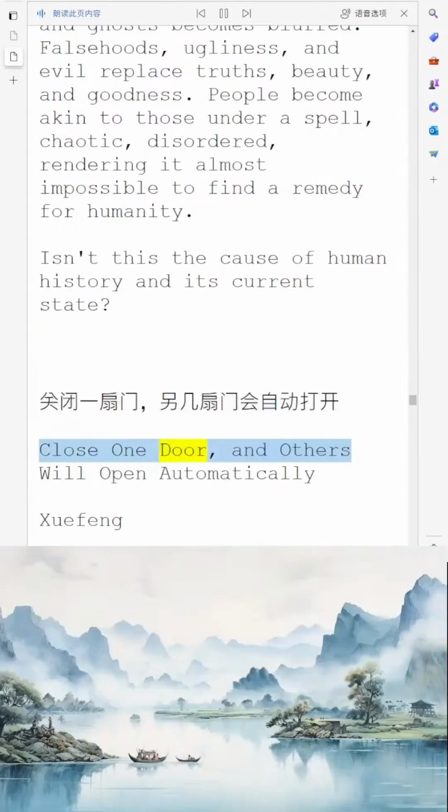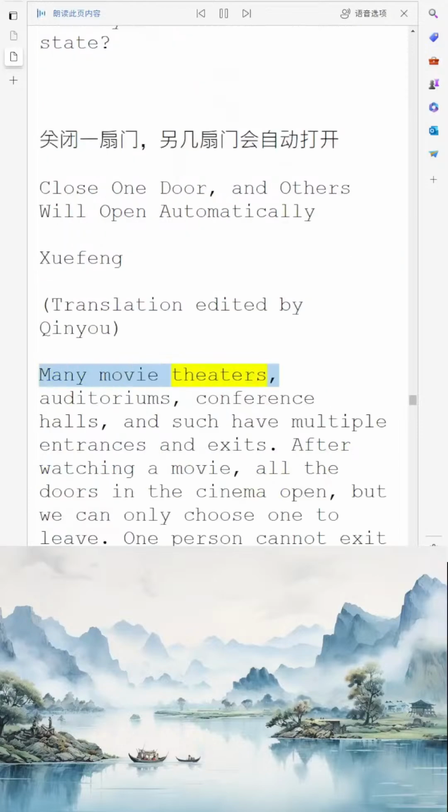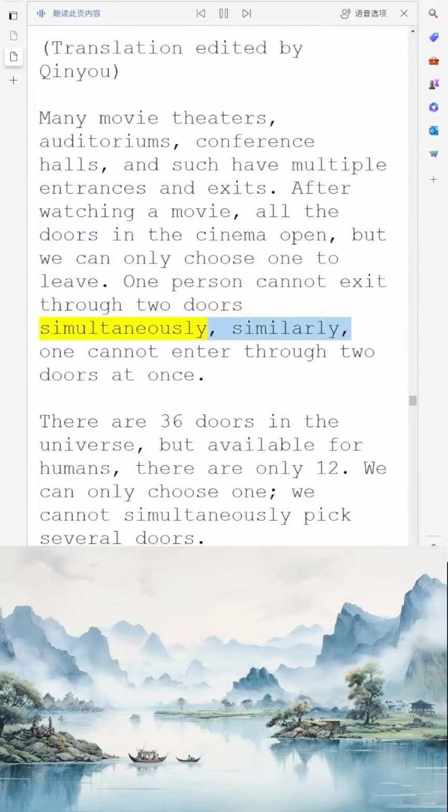Close one door, and others will open automatically. Many movie theaters, auditoriums, conference halls, and such have multiple entrances and exits. After watching a movie, all the doors in the cinema open, but we can only choose one to leave. One person cannot exit through two doors simultaneously. Similarly, one cannot enter through two doors at once. There are 36 doors in the universe, but available for humans, there are only 12.